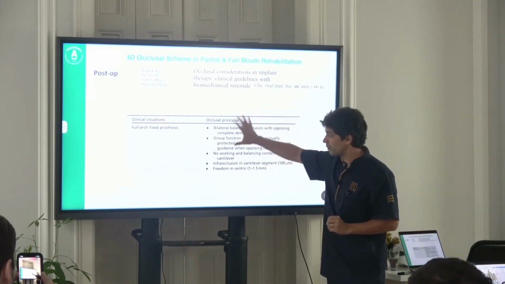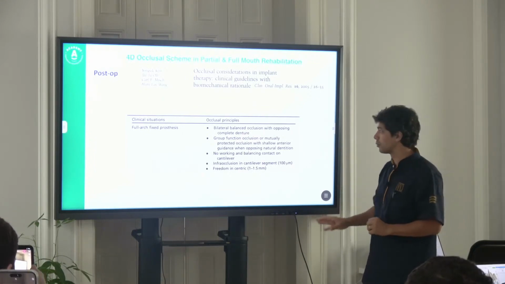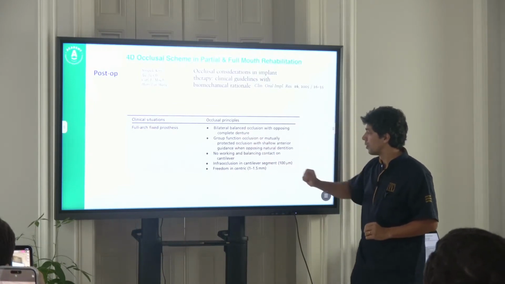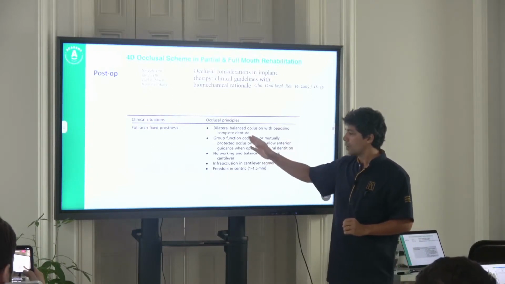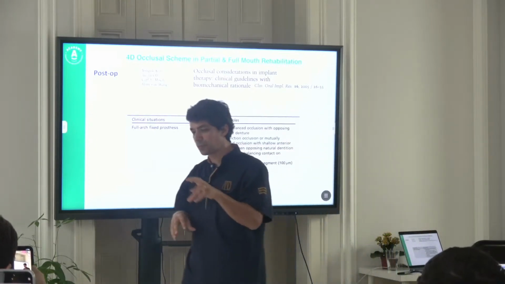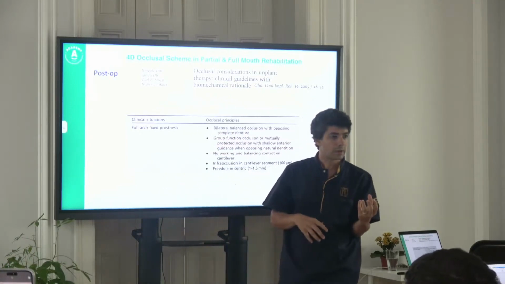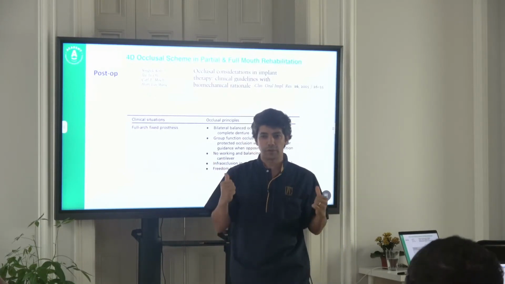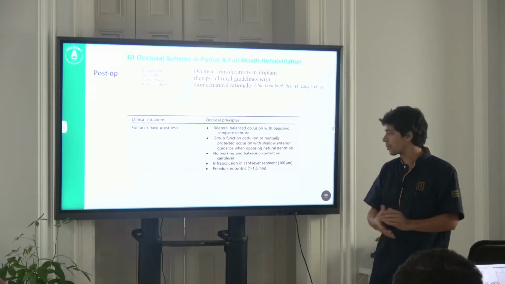But let's go into specific ways of stability occlusally. In the full arch, you have bilateral balanced occlusion or group function if you have natural dentition, okay? We here at the Ad Lisbon try to have mutually protected occlusion, which brings up posterior support with no anterior overload and anterior guidance with no posterior contacts, so that we try to mimic what is a natural dentition.